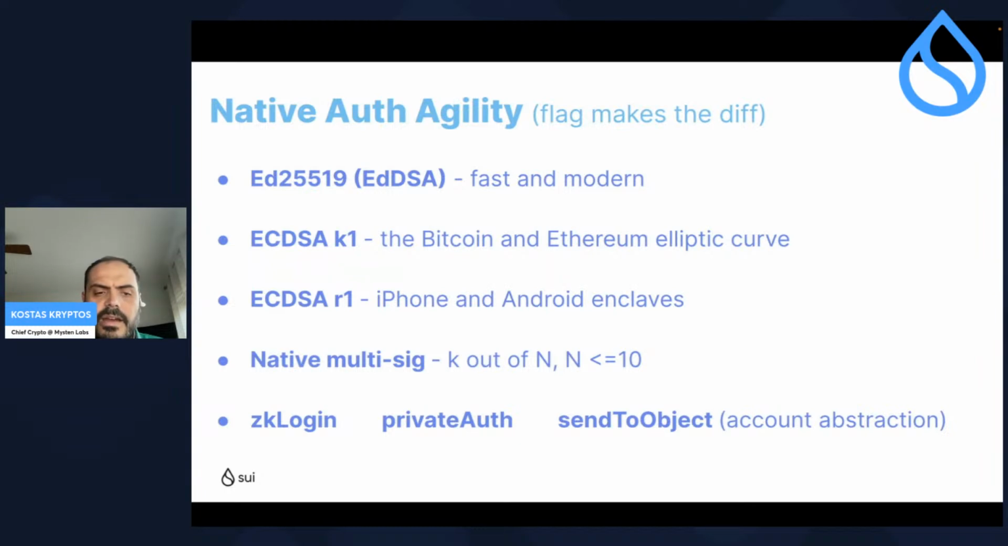This is the NSA curve, the NIST curve, sorry, and this is what your iPhone and Android is running internally in the black box chip that you have, and not even Apple can access it, or Google.